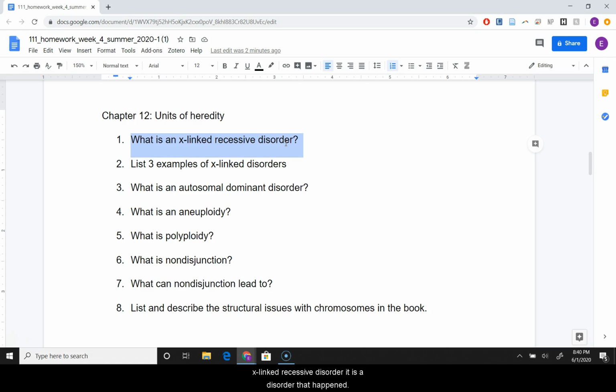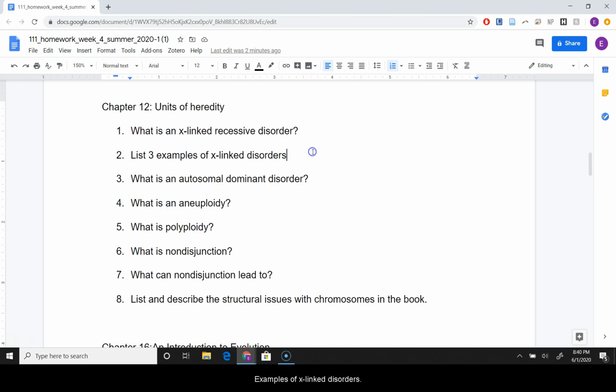So what is an X-linked recessive disorder? It is a disorder that happens on your X chromosome, and it is recessive. Very rarely will you see these in females, although it certainly does happen. A great example, and one that I covered in lecture, is color blindness. You will meet some colorblind females, but for the most part, color blindness is much more prevalent amongst males. Three examples of X-linked disorders, that's for you guys.